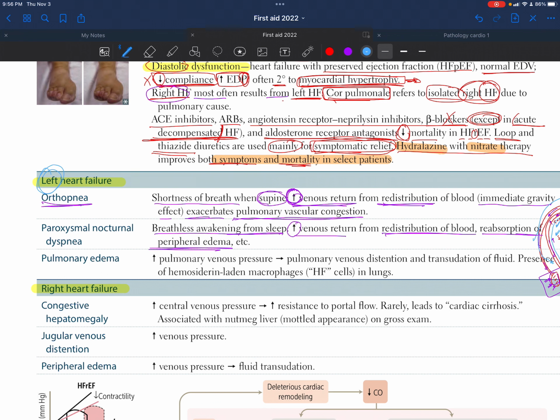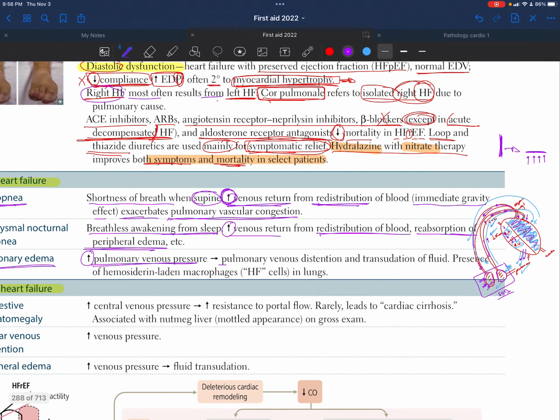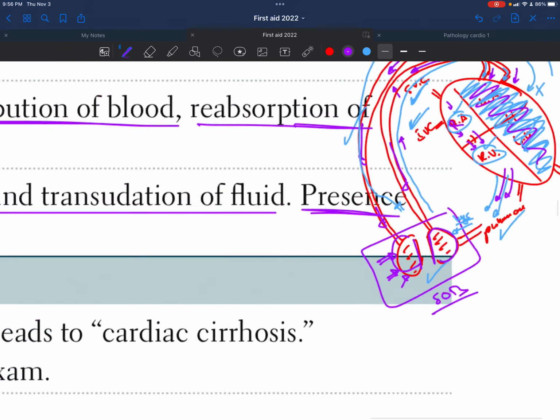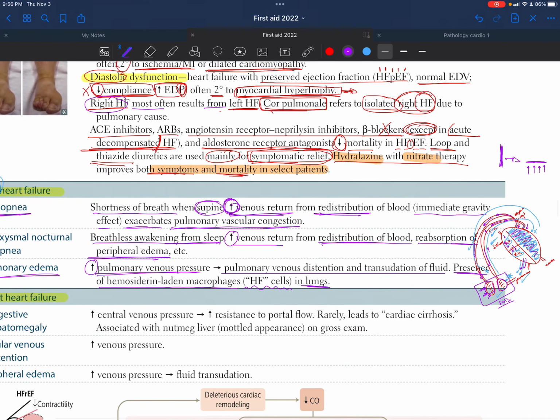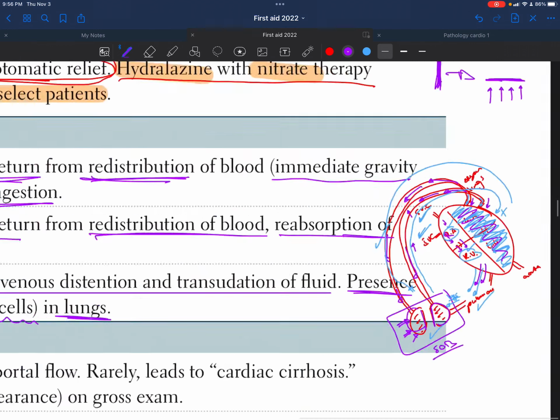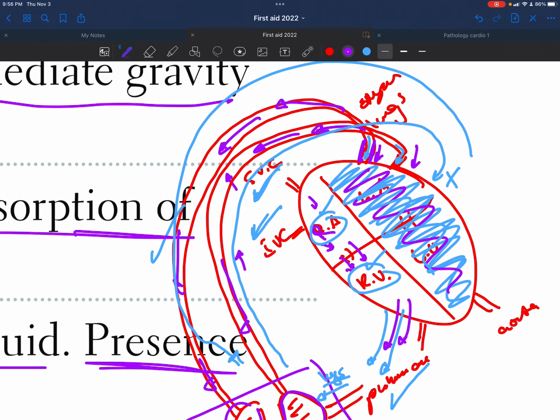And also there is pulmonary edema. So there is an increase in pulmonary venous pressure, and that is due to pulmonary venous distension and transudation of fluid, and there is presence of hemosiderin-laden macrophages, and these are called the HF cells in the lungs. So basically it is somehow the same mechanism, but what we are actually seeing is that there is an increased pressure in the pulmonary veins. So these are the pulmonary veins over here.